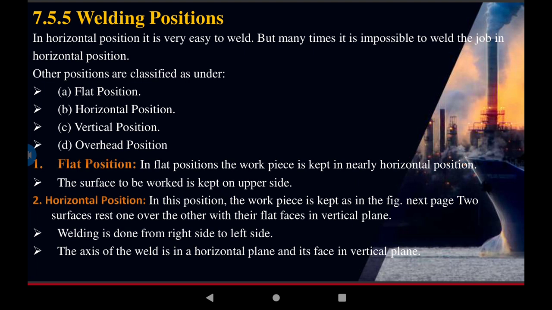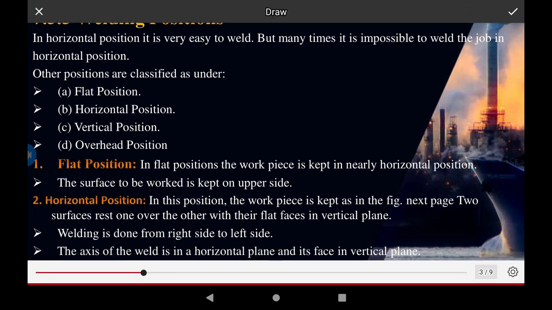Continuing with the welding position. What is the meaning of welding position? The welding position is the main purpose in this operation. A horizontal position is very easily welded, but it is impossible to weld the job in some positions, and other positions are classified according to the requirement of this operation. The flat position, horizontal position, vertical position and overhead position. These are the classified welding positions presented in this video.